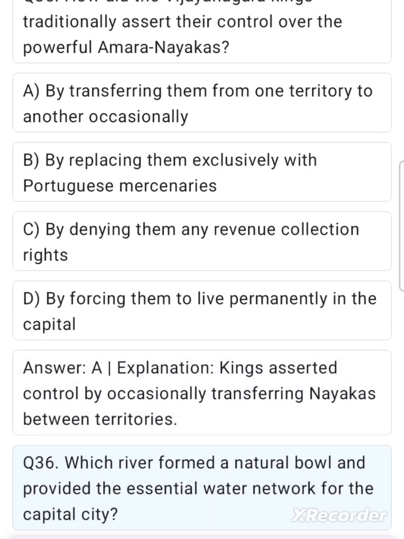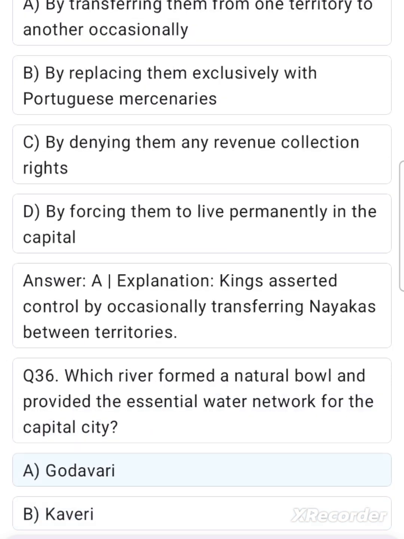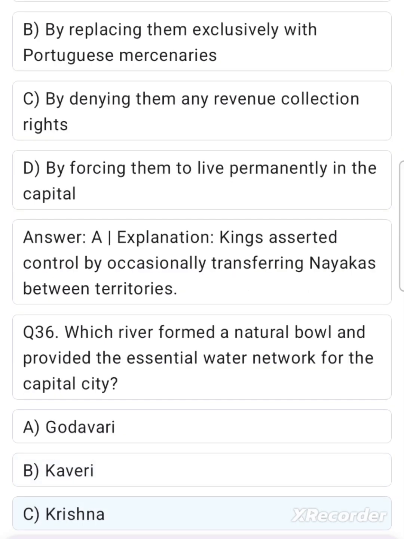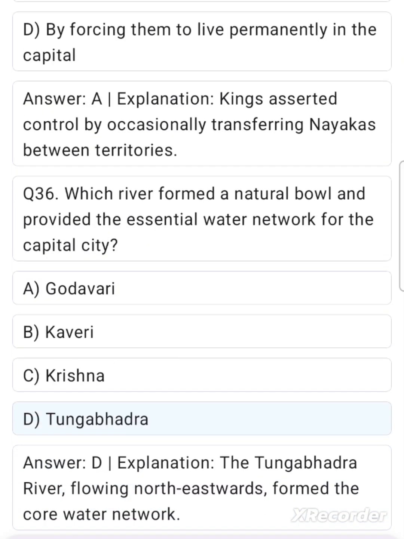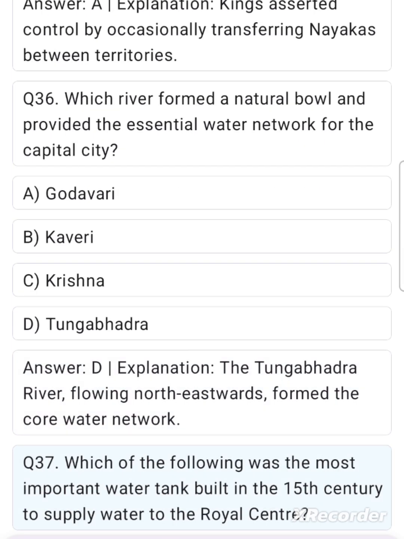Q36. Which river formed a natural bowl and provided the essential water network for the capital city? A. Godavari. B. Kaveri. C. Krishna. D. Tungabhadra. Answer. D. Explanation. The Tungabhadra River, flowing north-eastwards, formed the core water network. Q37.